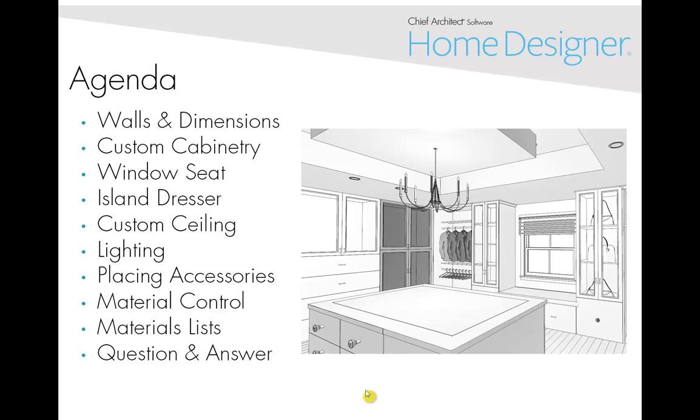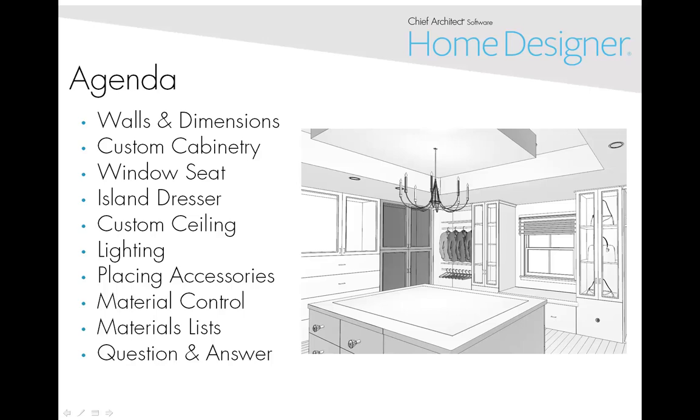For our agenda today, I'll begin by drawing out exterior and interior walls to connect our closet. I'll also place some custom cabinet items. We'll design a seat using cabinet tools. We'll place in an island using an architectural block. I'm going to add in a custom ceiling using our soffit tools. We'll place some lighting and different accessories within the plan. I'll even review some material controls. We'll generate a materials list, and if you have questions at any time, feel free to chat those in and we'll be able to best assist you.